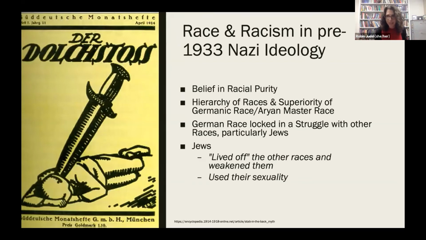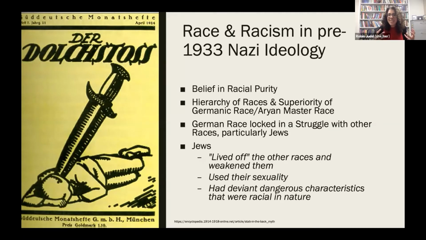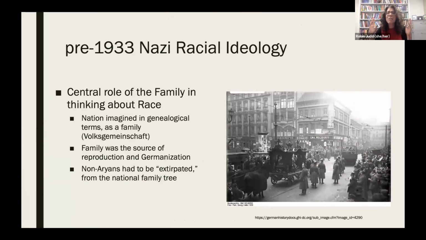And of course, they're not using that language at this time, right, to make these races impure, that there are these deviant, dangerous characteristics that are racial in nature, that they can't be removed, that even if a Jew converts, this Jew will be forever deviant in some way. And that the family is absolutely central to race, that the nation is talked about in genealogical terms, it's a Volksgemeinschaft, that the family is the source of reproduction, and that non-Aryans have to be extirpated.